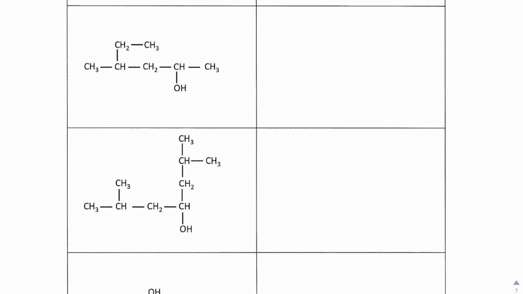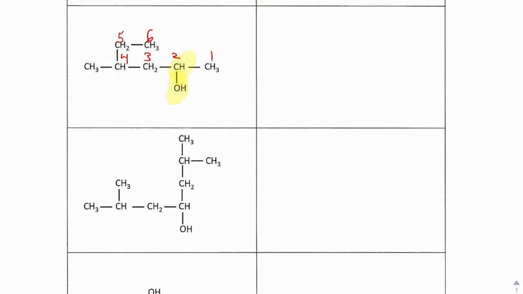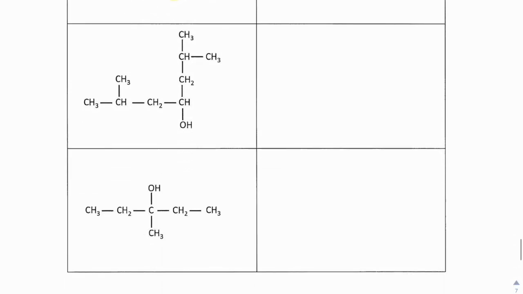Let's start numbering this. Again, I'm going to start numbering this chain right here. You guys must be like, hey, why didn't you start numbering it from this carbon right here, since it's attached to the alcohol group? Well, I can't leave one of my carbons unattached. Then that wouldn't be the right IUPAC name for it, guys. Cool? Cool. Let me write it out. Perfect. Let's go down.